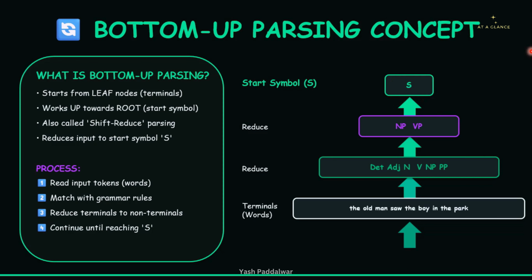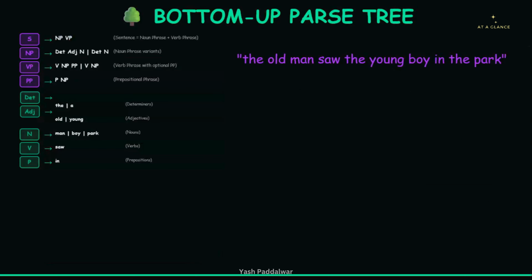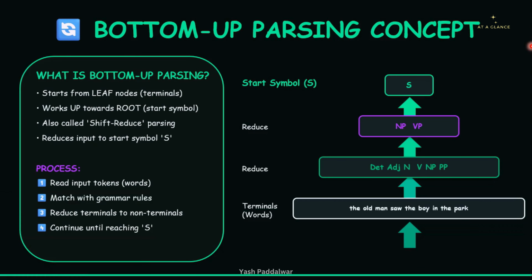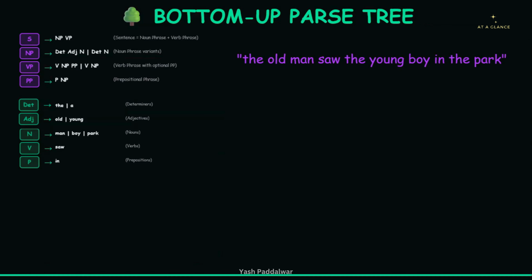So I hope the concept to some extent is clear to you all. Now I hope the process is clear. Now let's move on to the actual construction of the bottom-up parse tree. Okay, so on the left hand side we have all the rules that are given to us, all the grammar rules, non-terminal plus terminal rules. Okay, next we have the sentence that we have to use to derive to the symbol S.